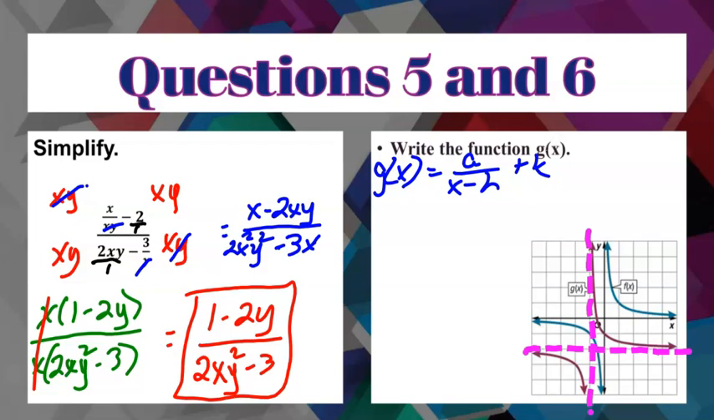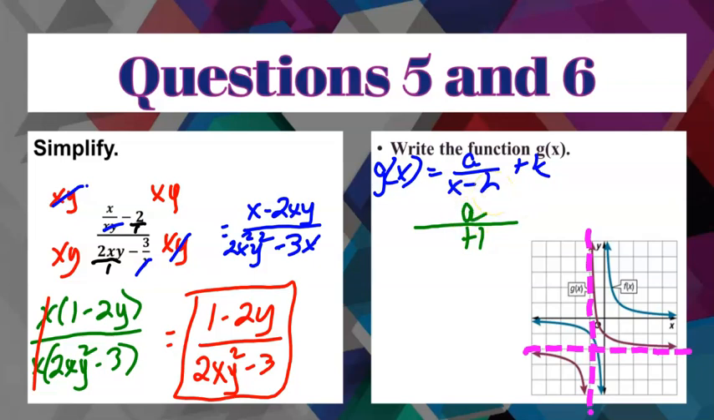So I know my h is my horizontal, so it moved 1 to the left. That means it's at -1. So if I have x minus -1, that really means I have x plus 1. So I'm going to put a +1 here. I'm still going to be trying to find my a.